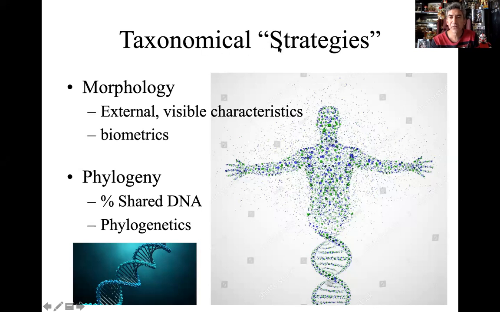So we're going to look at taxonomical strategies since humans started this idea of organizing and categorizing. We look at the idea of morphology. So looking at external parts, visible characteristics, biometrics, measuring how long, how many. So this is what people would see.